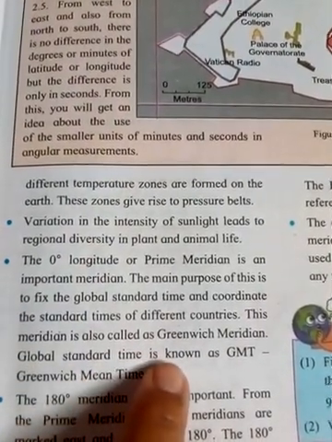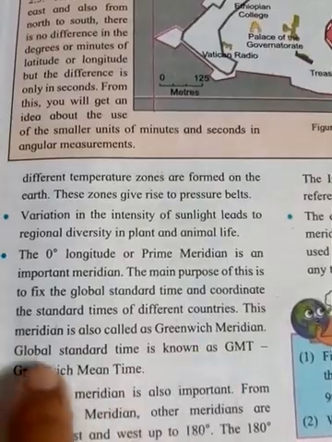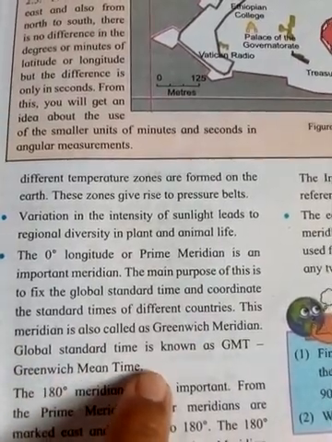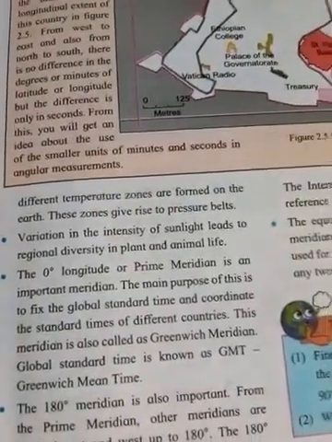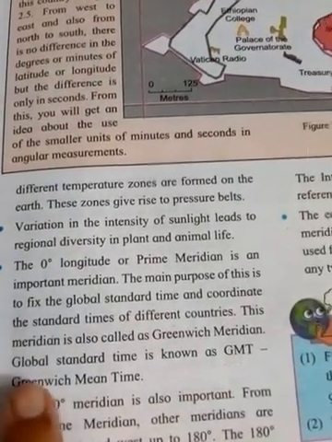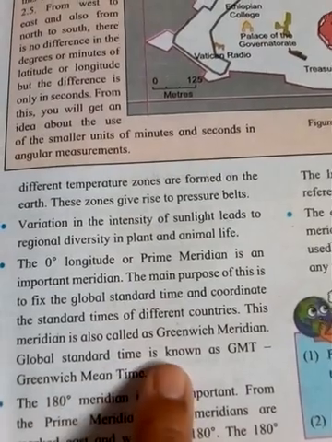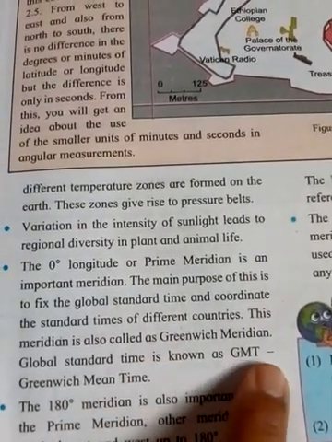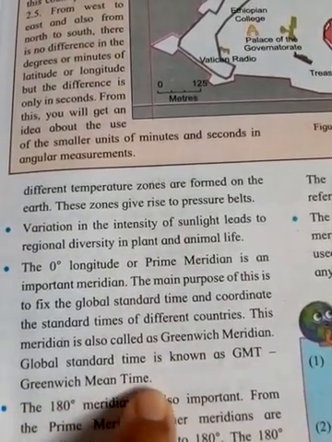Global standard time is known as GMT, Greenwich Mean Time. What is the meaning of GMT? GMT means the global standard time, Greenwich Mean Time.